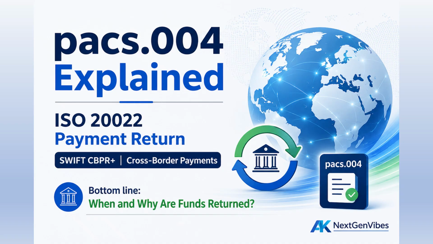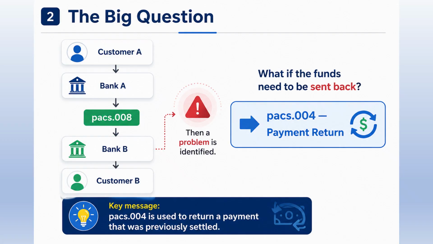So let's begin. Imagine a payment has already been sent. Customer A initiates the payment through Bank A. Bank A sends a pacs.008 message to Bank B, and Bank B receives the payment for customer B. But then something goes wrong. Maybe the beneficiary account is closed, maybe the payment cannot be credited, or maybe another issue is identified. So what happens if the funds need to be sent back?